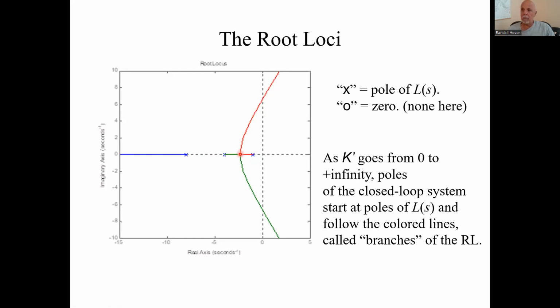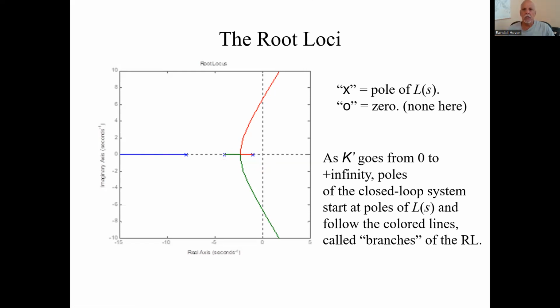And at the point they meet, you have a double pole at that location. That's where it acts like a critically damped second order system. And then as K prime gets even bigger, these poles move off the real axis. So you'll have a complex pair of poles. You start getting oscillation and overshoot. It starts acting like an underdamped second order system. This guy keeps moving further left, so it becomes less and less relevant to how these two dominant poles work.